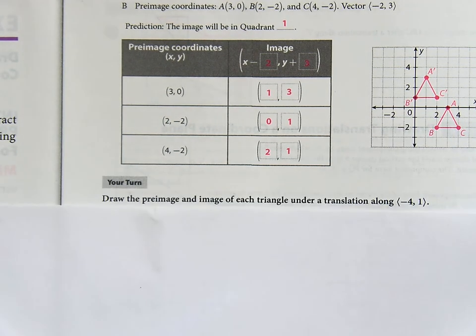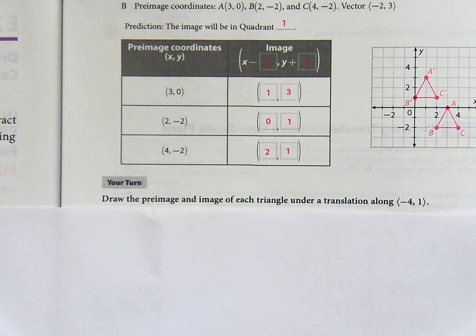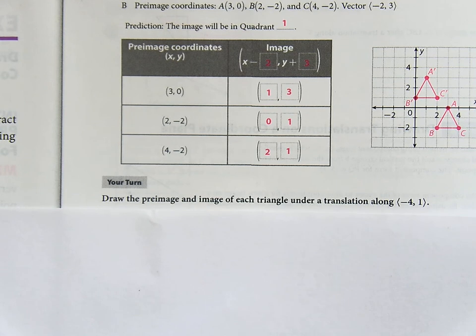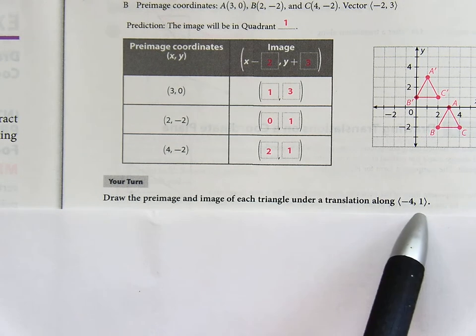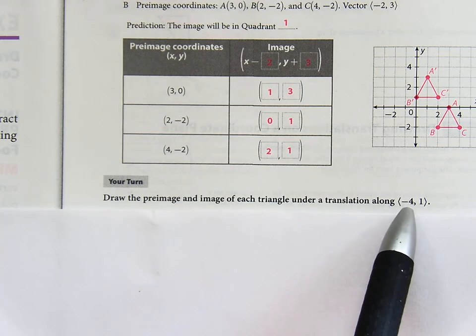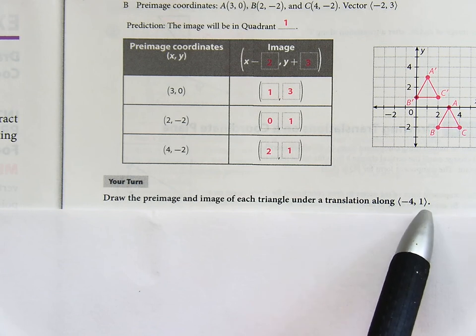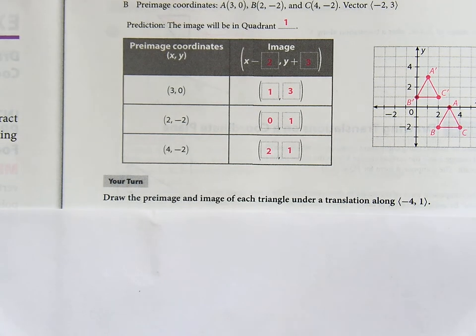So your turn. Try it. This is another guided practice. Try to draw the pre-image and image for each triangle under the translation of (-4, 1). So this is your a, so it's what you're going to add to your x values, and this is your b, so it's what you're going to add to your y. So pause the video and do that now.